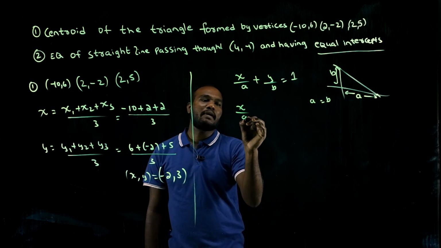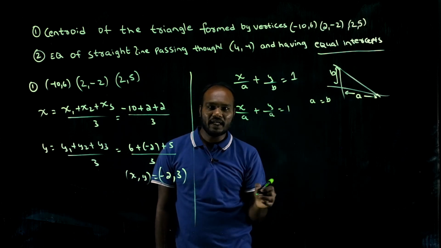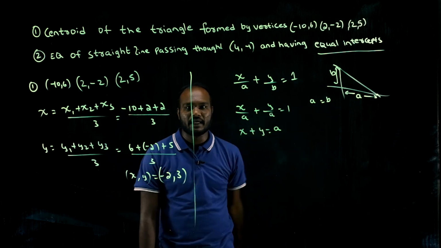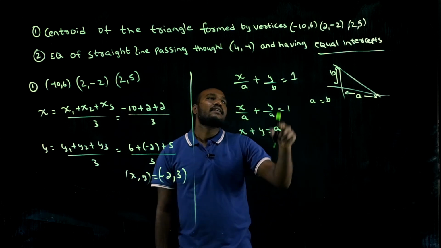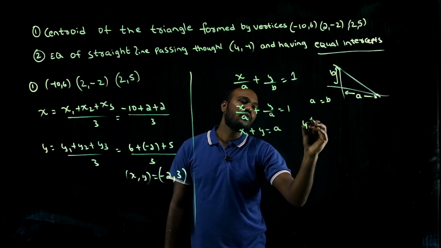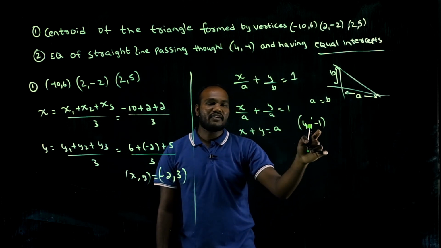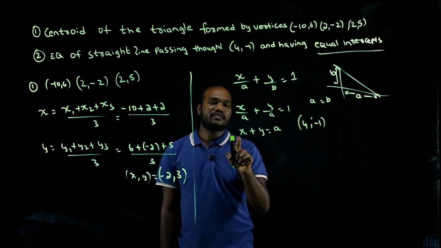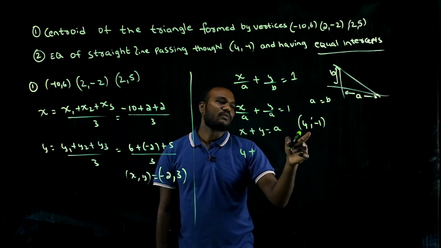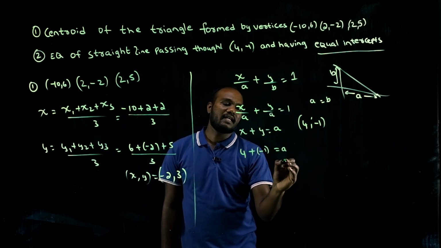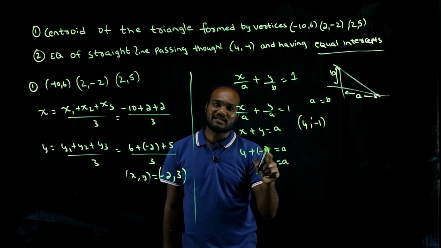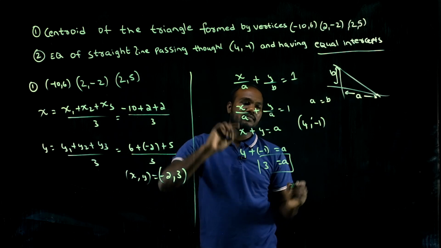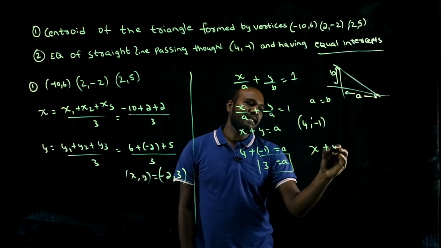So I can write it as x by a plus y by a is equal to 1. So x plus y is equal to, if I take a common and send it to the other side, that will become a. We have to find a. To find a, there is a point given, that is it passes through (4, -1). That means if I substitute this in the equation, it should be satisfied. So if I substitute x value as 4 plus y value as minus 1 is equal to a. What is it? 4 plus into minus is minus, so 4 minus 1 is 3. The a value is 3. So the equation of the line becomes x plus y is equal to 3.